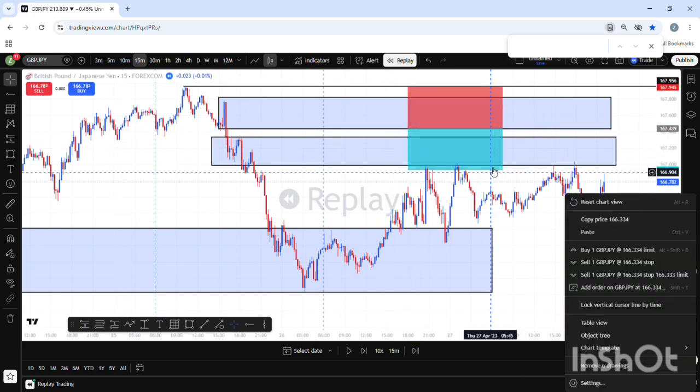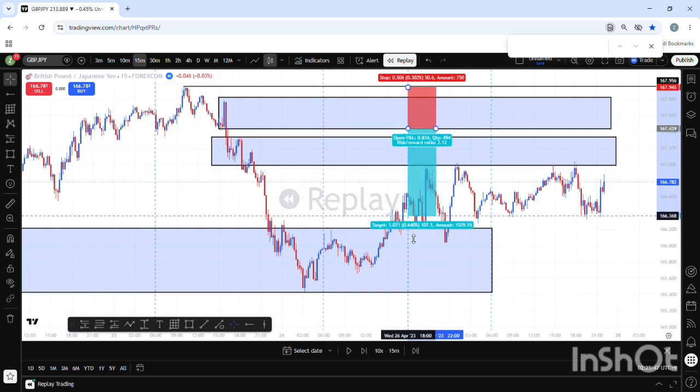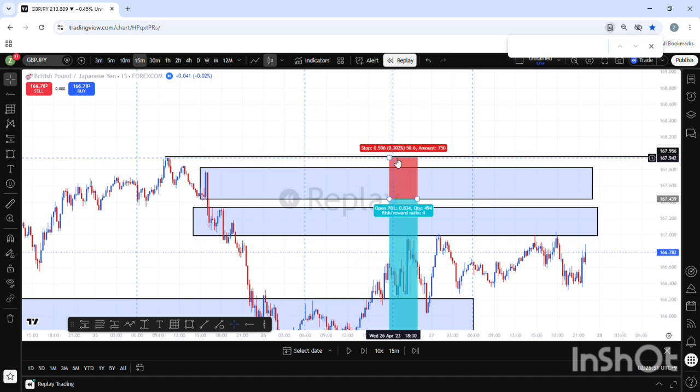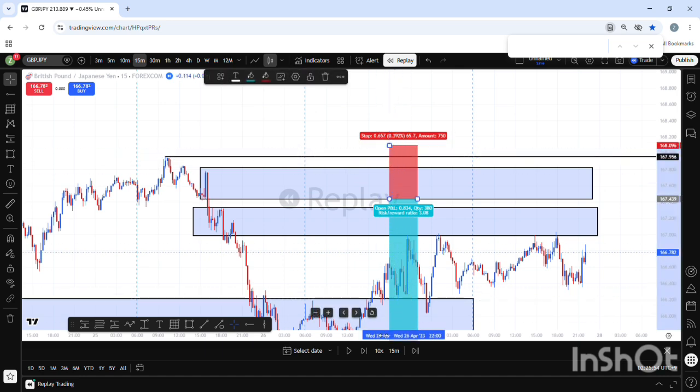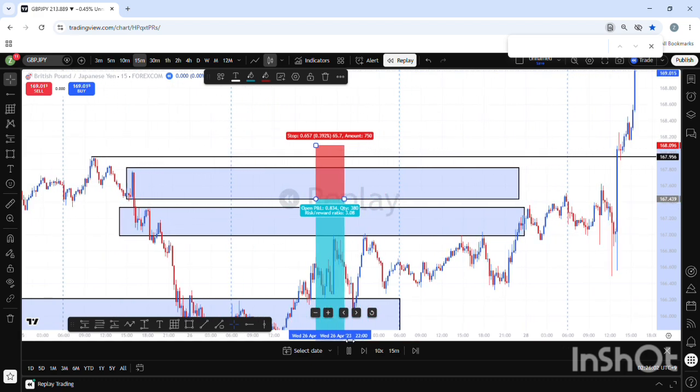So I'm expecting a sell from this extreme zone. And we are going to replay the market and see if it's gonna give us an entry or not. You don't have to be too hard on yourself. If the market taps you in, well and good. If it doesn't, it's okay.